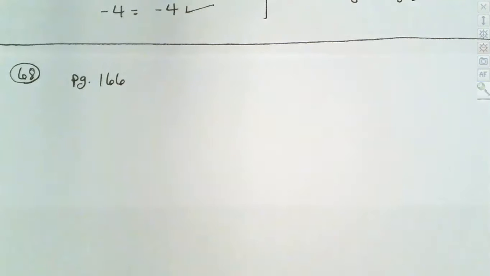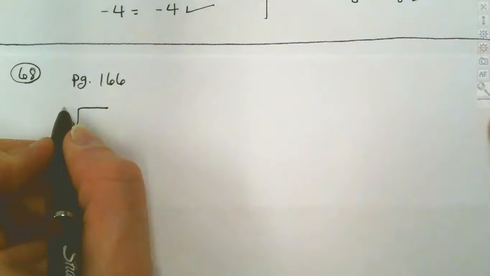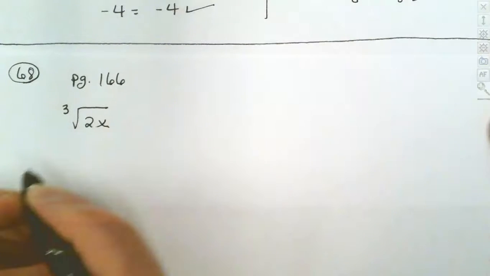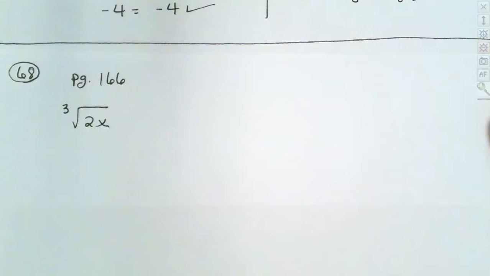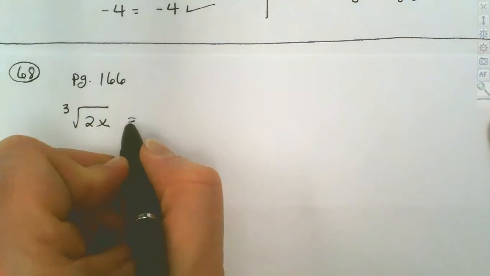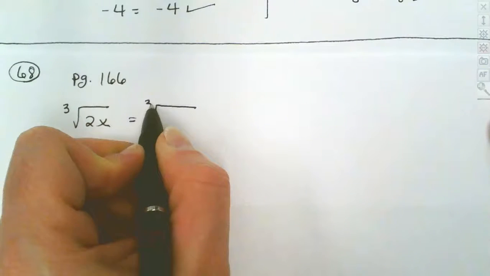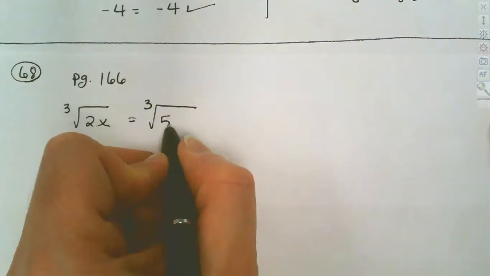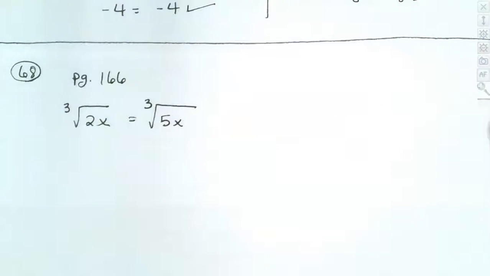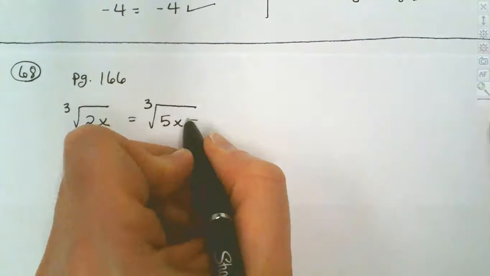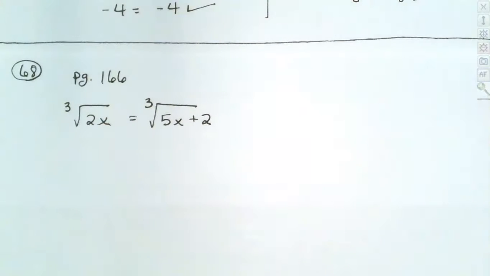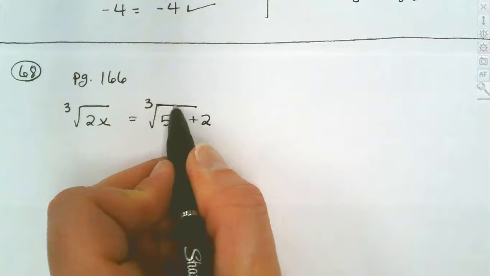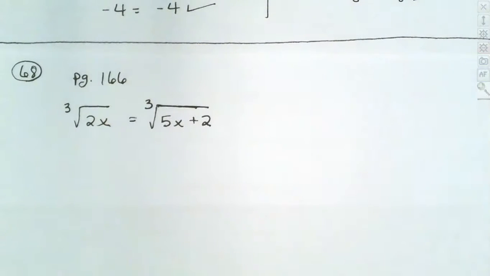And what do we have here? We have the cube root of 2x equals the cube root of 5x plus 2. This one is actually much easier than the last ones.